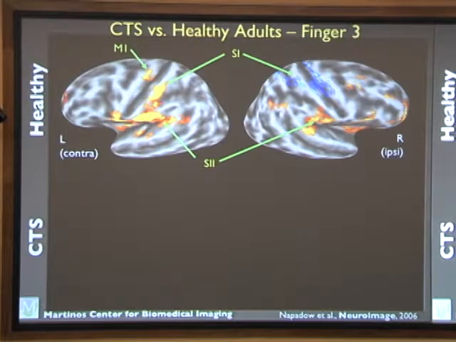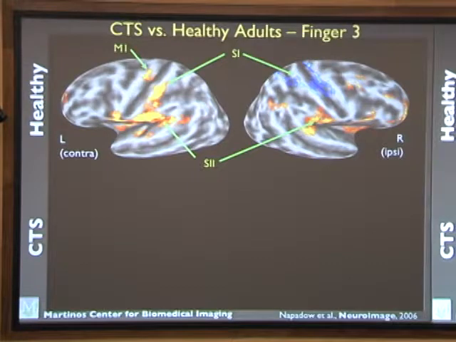So how about the brain imaging results? This is now the brain response to stimulation of one of the median nerve innervated digits, or fingers. In this case, the finger being stimulated was on the right side of the body, or for subjects where the lesion was on the left side, we flip the data to make them equivalent.